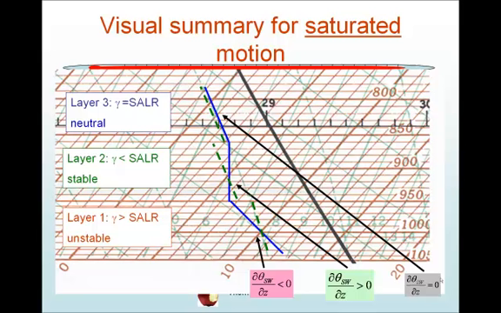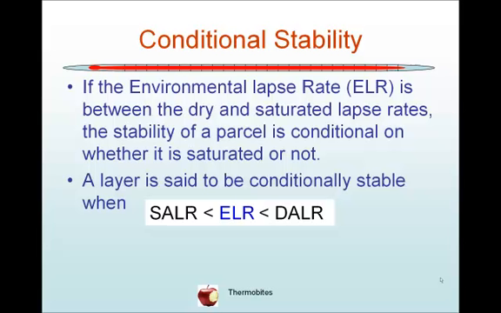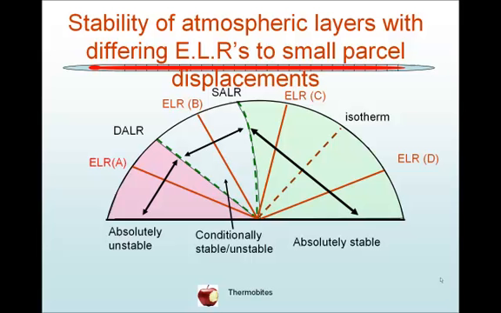But as I say, it's easier by inspection to compare the environmental lapse rate to that of a saturated adiabat and see whether or not the parcel is going to be warmer when it's lifted than its environment. So if the environmental lapse rate is between the dry and the saturated lapse rates, the stability of the parcel is conditional on whether it is saturated or not. So we can define conditional instability as when the environmental lapse rate is greater than that of the saturated adiabat, but less than that of the dry adiabat. Again, that's best shown graphically.